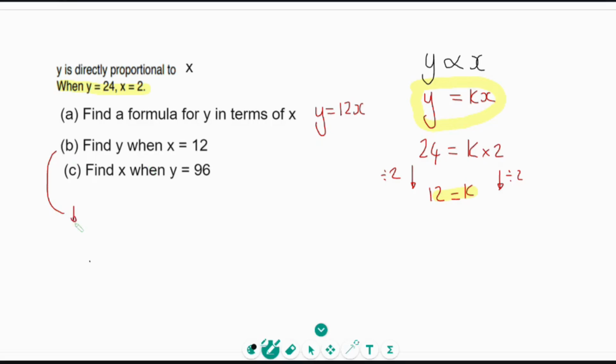B, find y when x is 12. So y is equal to 12x. Let's always start by writing out the formula. So y is equal to 12 times, let's substitute a value for x in here. 12 times 12, 144.